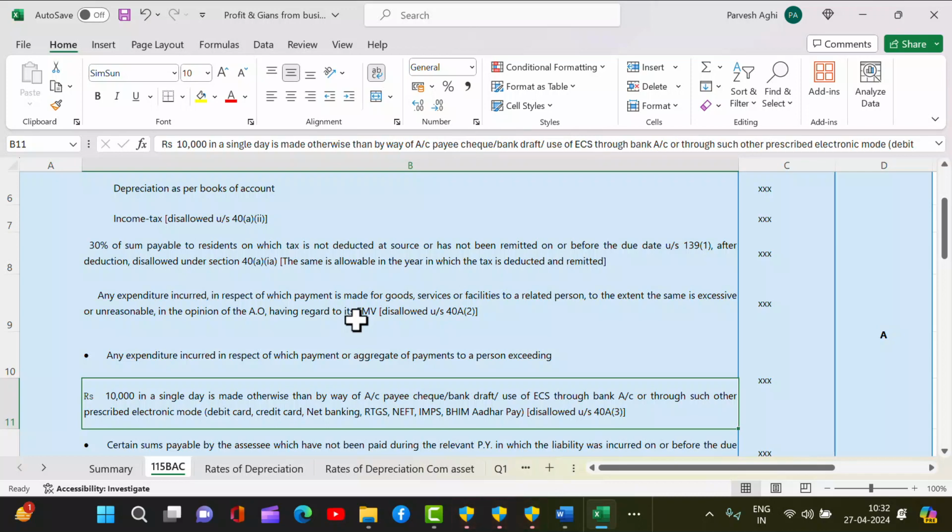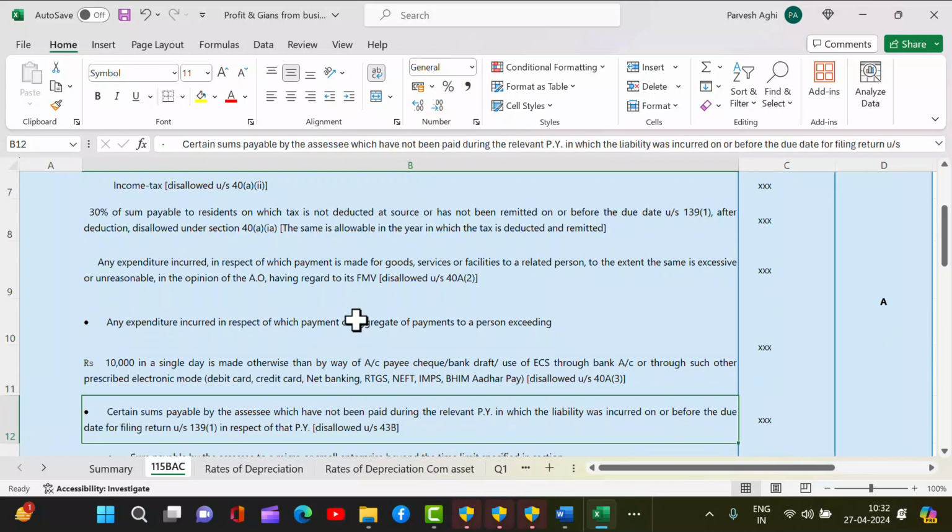So any expenditure which is above 10,000 in a single day, made otherwise than by way of account payee cheque, if I'm doing that, that will be disallowed. Is that okay? Okay.